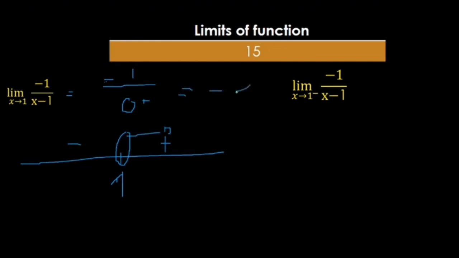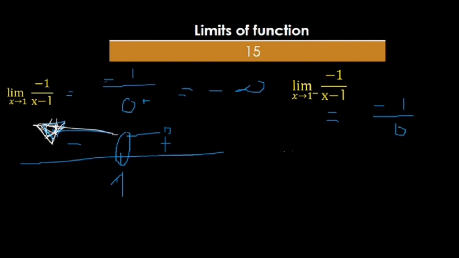Therefore, the answer to this one will be negative infinity. On the other side, you have the limit as x tends to 1 minus of minus 1 all over x minus 1. We draw the number line. We substitute directly and we are going to have minus 1 all over 0. In the number line, there is the negative part of it.